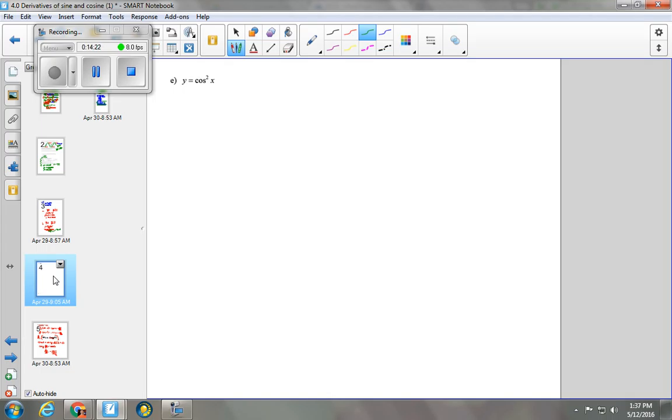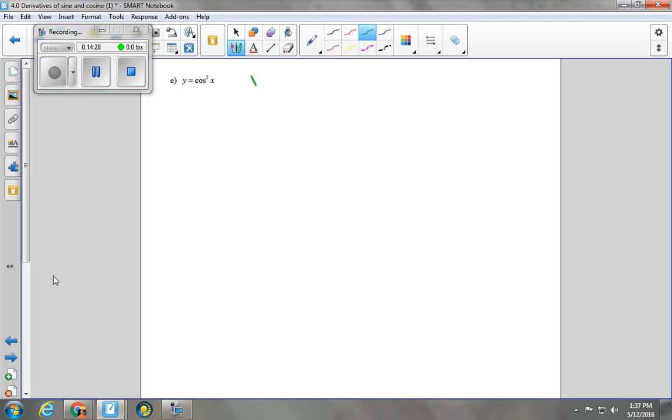Okay, E. Now we've got the chain rule again, but remember this can be written, like I just said, y is equal to cos x squared. That might look a little bit more familiar. What would we do if we're doing the chain rule? How would that look? 2 cos x, yeah. So 2 cos x, that's doing the bracket part first, and then times the derivative of the inside. So what's the derivative of the inside now? Negative sine x.